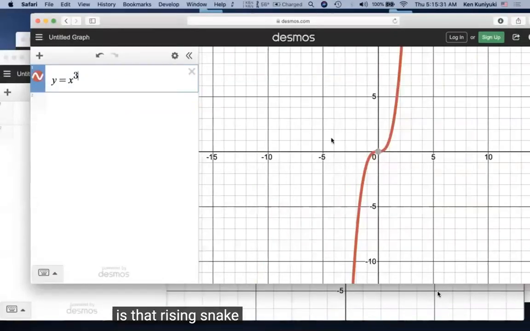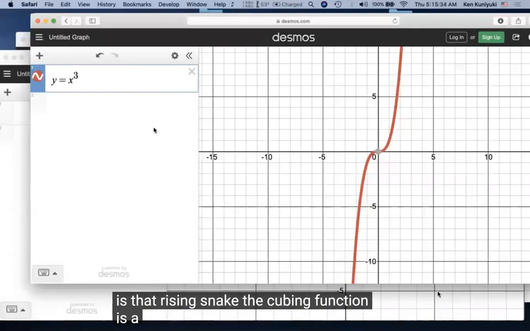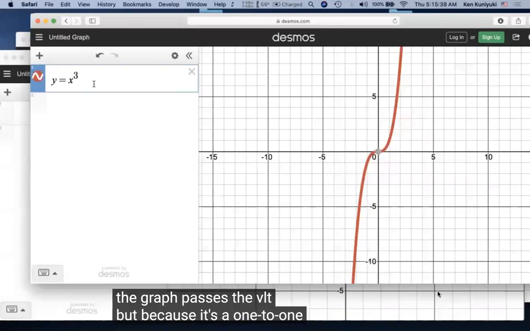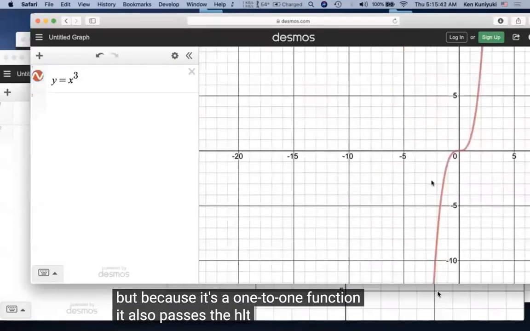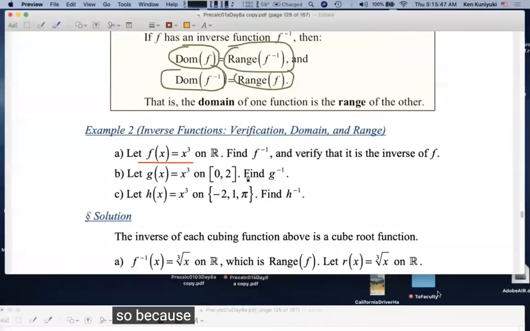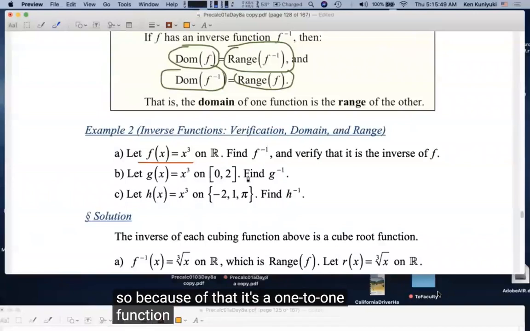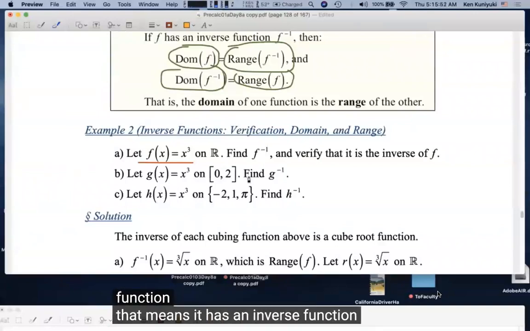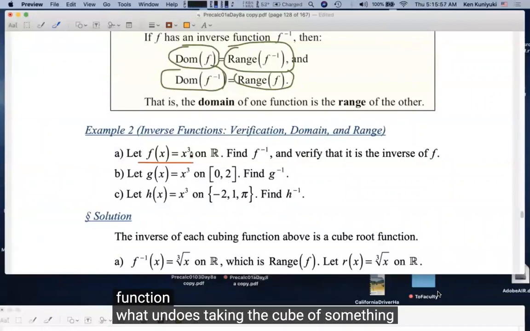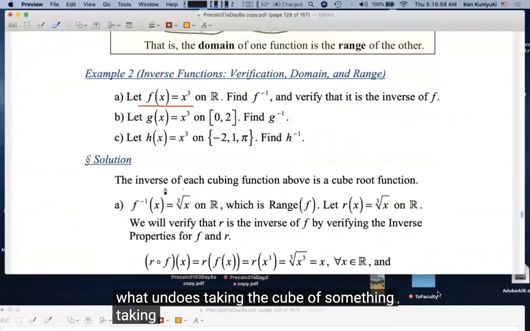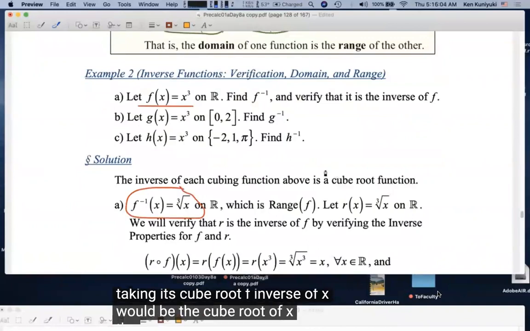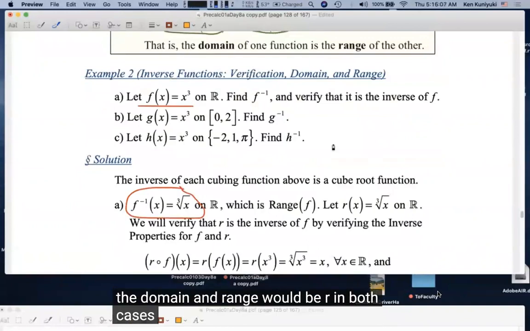It's a rising snake. The cubing function is a function. The graph passes the VLT, but because it's a one-to-one function, it also passes the HLT, the horizontal line test. So because of that, it's a one-to-one function. That means it has an inverse function. And what is its inverse function? What undoes taking the cube of something? Taking its cube root. F inverse of x would be the cube root of x. The domain and range would be R in both cases.